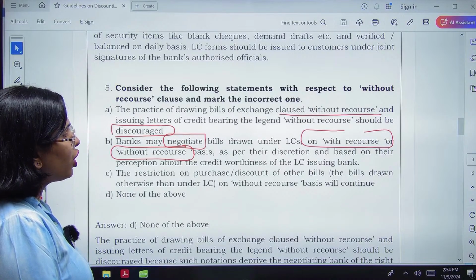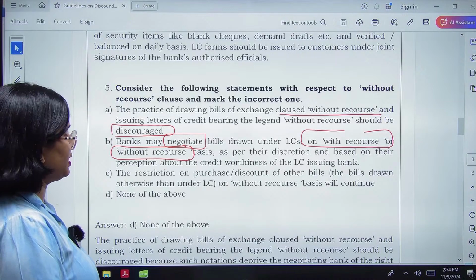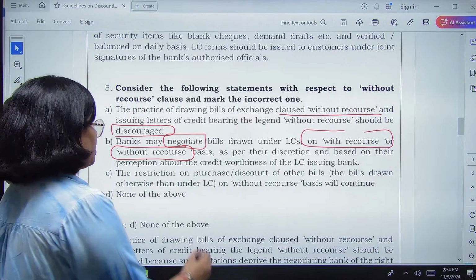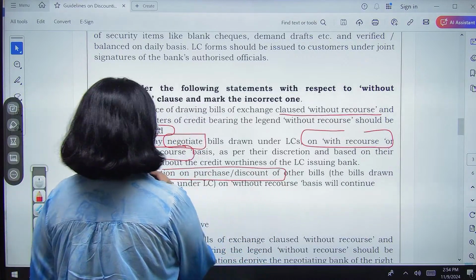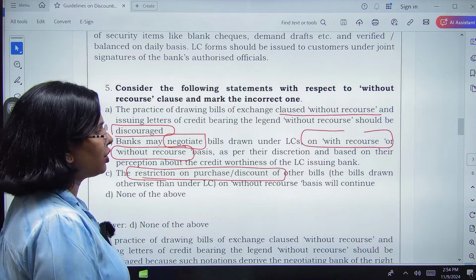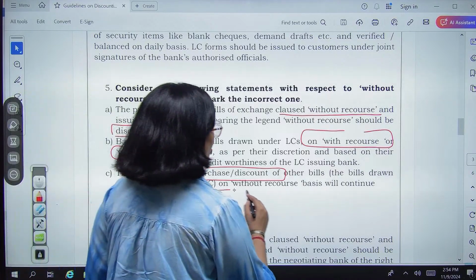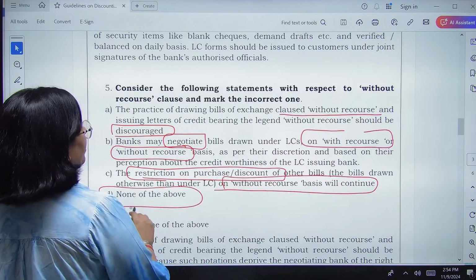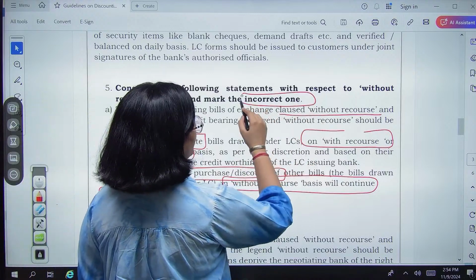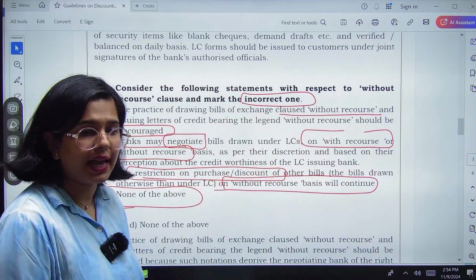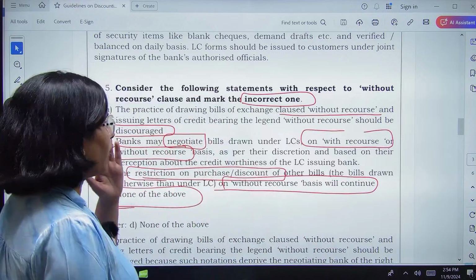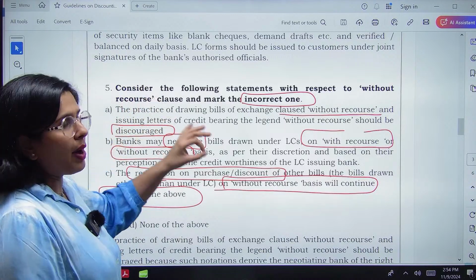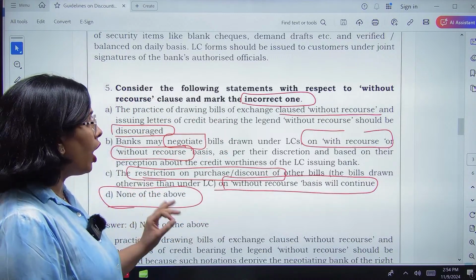Next, restriction on purchase or discount of other bills, that is the bills drawn otherwise, on a without recourse basis will continue. Now, none of the above. You have been asked the incorrect one. कौन सा statement incorrect है? And in such a situation, look at all the options, and they are the guidelines that you have to consider about the without recourse clause, and they all are true.